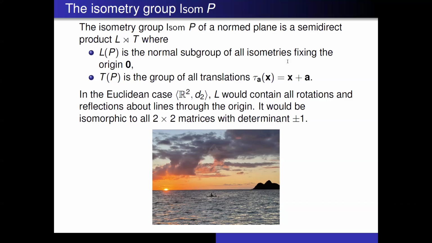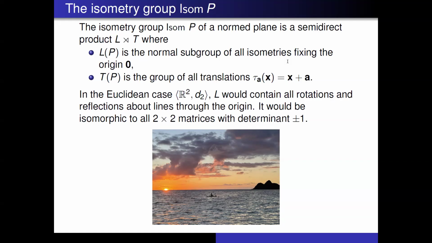Okay, and so in the Euclidean case, the normal subgroup fixing the origin would be all 2 by 2 matrices with determinant plus or minus 1. Plus 1 gives you rotations, minus 1 gives you reflections. Okay, so you have all rotations and reflections around the origin, and then if you want to do a rotation or reflection elsewhere, you have to do a translation.